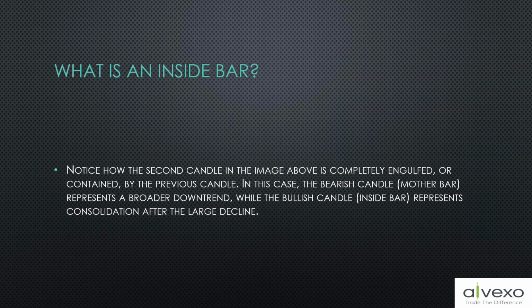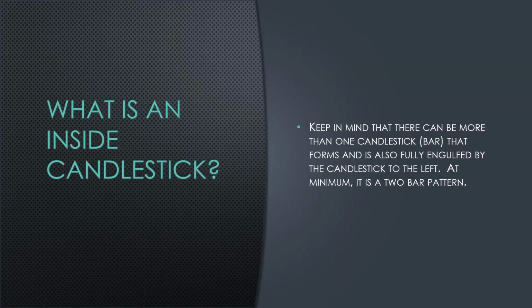Notice how the second candle in the image is completely engulfed or contained by the previous candle. Now, don't mix these up with bullish and bearish engulfing candle patterns. These are called inside bars. So in this case, the bearish candle or the mother candle represents the broader downtrend, while the bullish candle, the inside one, which is the most common one, represents a consolidation after the large decline.